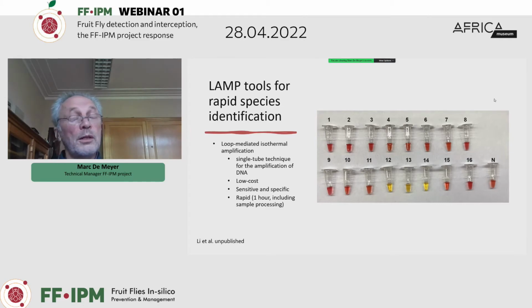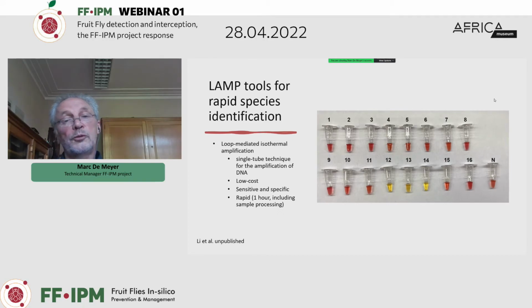Some LAMPs were already developed for a number of species, even within the target species that we have, but what we are mainly looking at is whether they are specific enough and whether we can develop LAMPs for species that are very closely related to these ones. And so there is one group that is looking at related species of Ceratitis, and there's another group that will be looking at the related species of Bactrocera zonata and dorsalis.